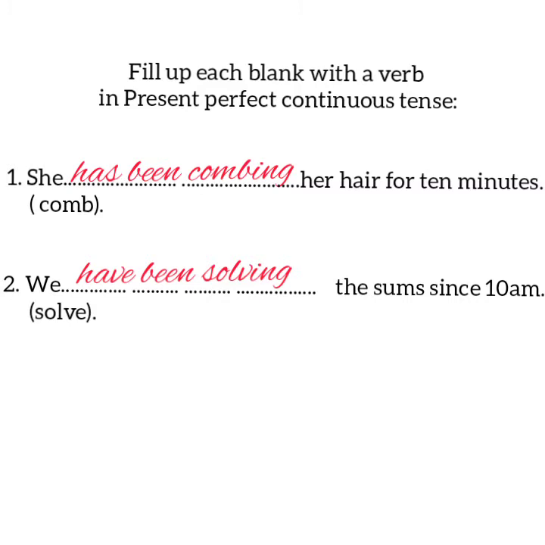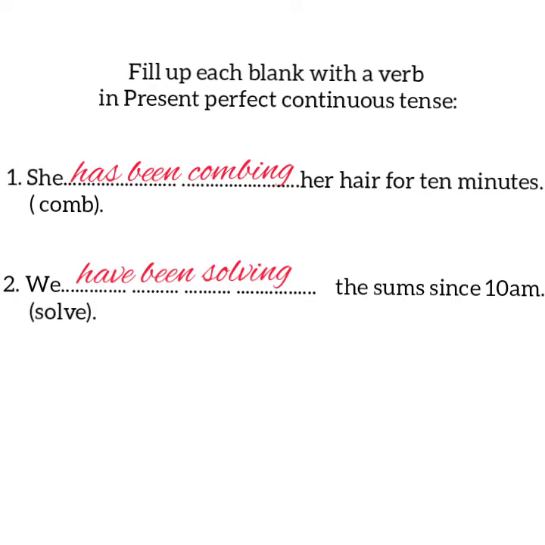Number 1. She dash her hair for 10 minutes. The given verb is comb. We are going to use this verb in the present perfect continuous form. Let us check the subject. Here the subject is she. This is third person singular. We have to use with the verb has been. Has been, and ing form of comb is combing. She has been combing her hair for 10 minutes.